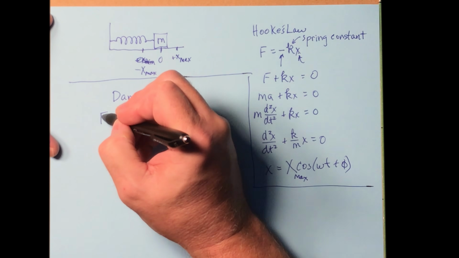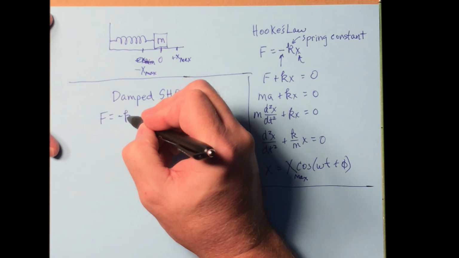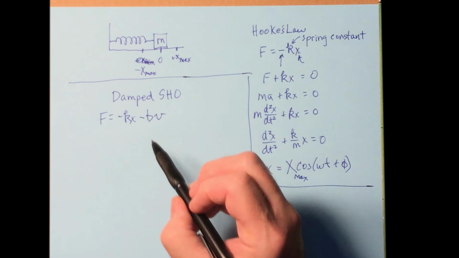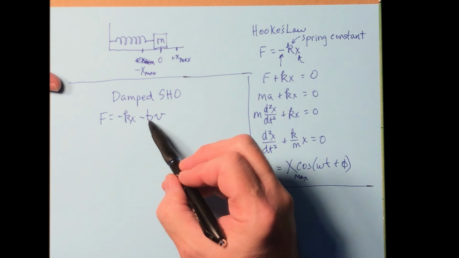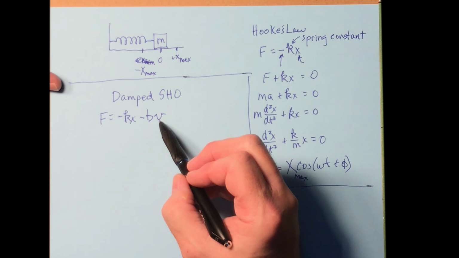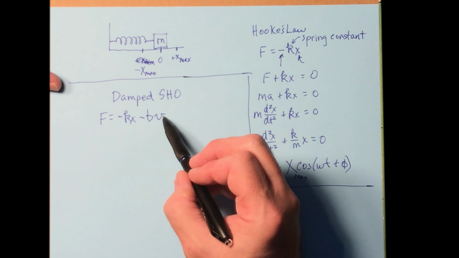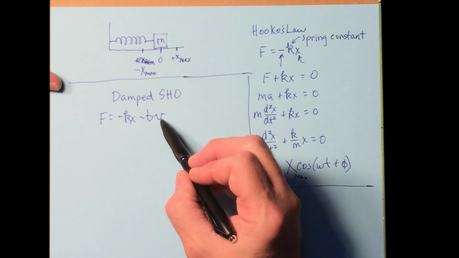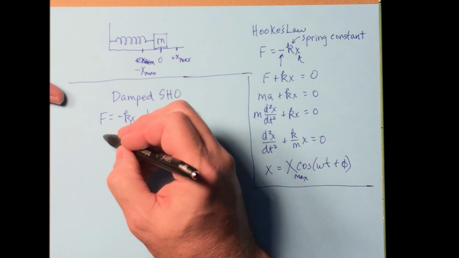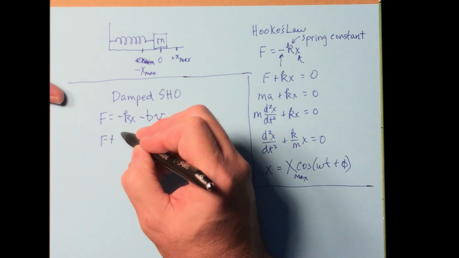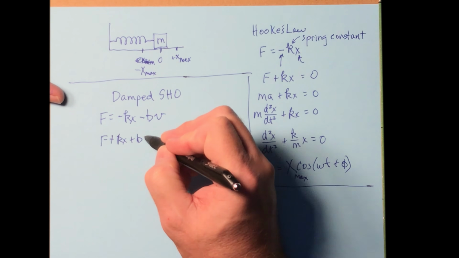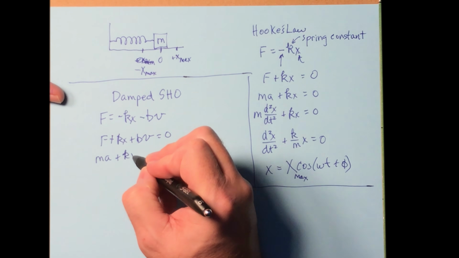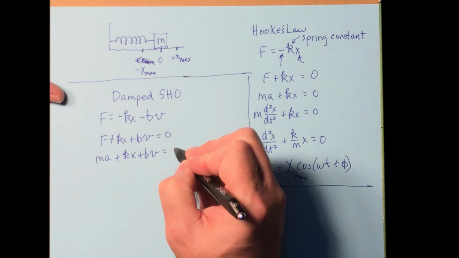When you add friction, the force at work here is still minus kx, but there's an additional force at work that's minus b times v. The b here is just a constant. It's a coefficient that's related to the amount of friction, but the v is for velocity. I don't know if you've thought about it, but this term is for friction, and friction is proportional to the velocity here. So the total force that's at work is F plus kx plus bv equals 0. This is mass times acceleration plus kx plus bv equals 0.